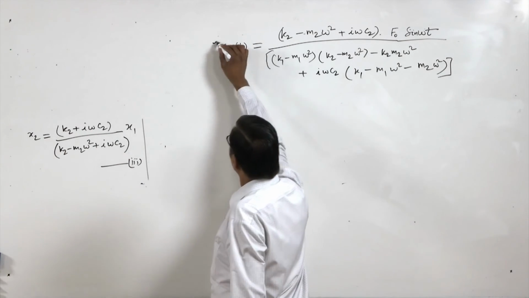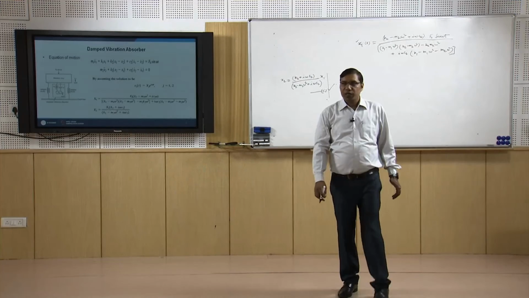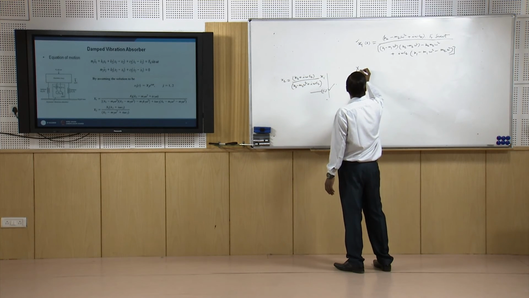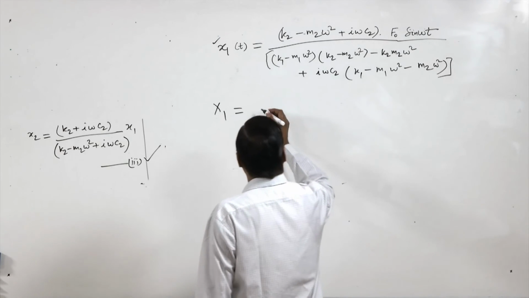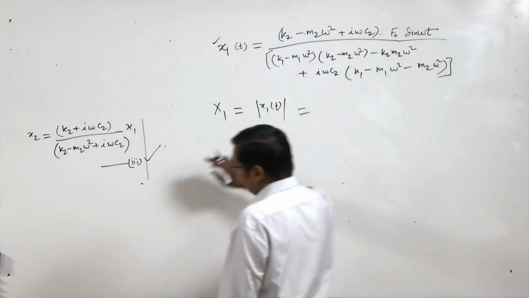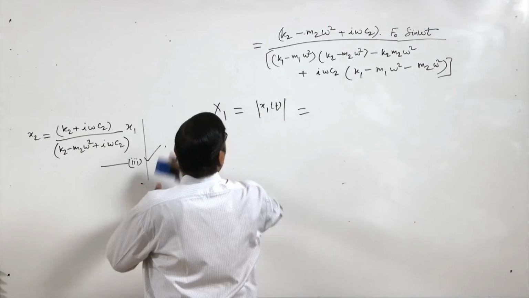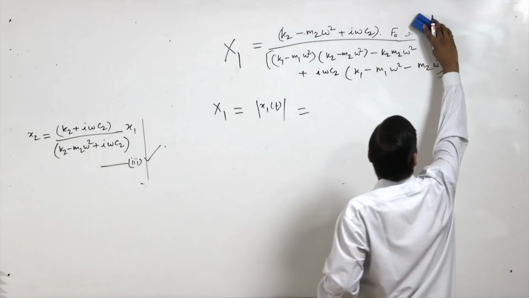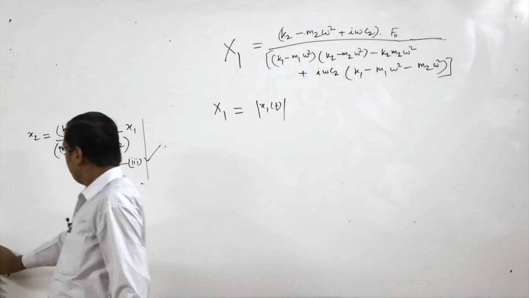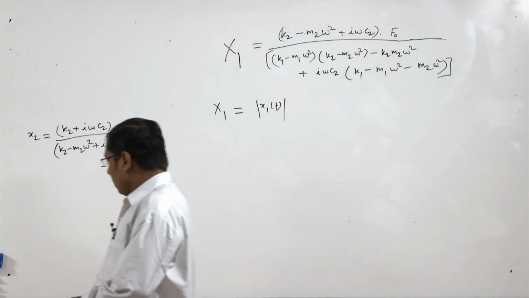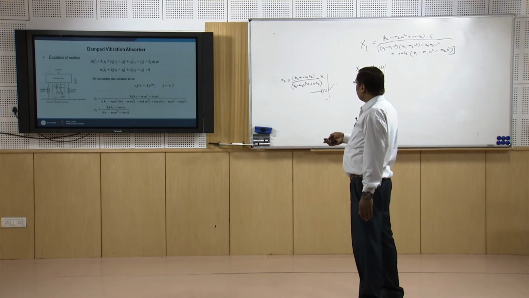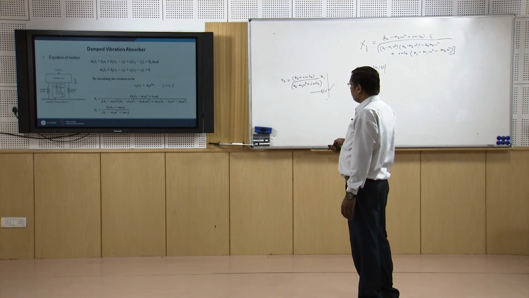Okay, so we have got x1, and from this equation 3 we can get x2. Now the amplitude x1 equal to, we have the mod of this. So we have only this term. So x1 equal to this term. Okay, so this is the amplitude x1. So we have obtained the amplitude x1 equal to this expression.